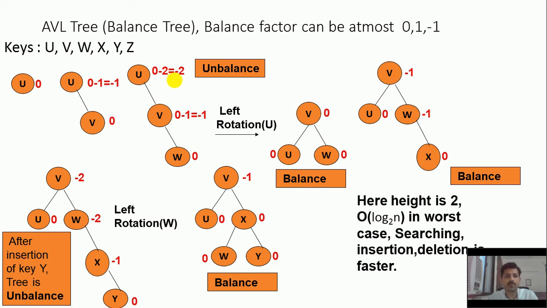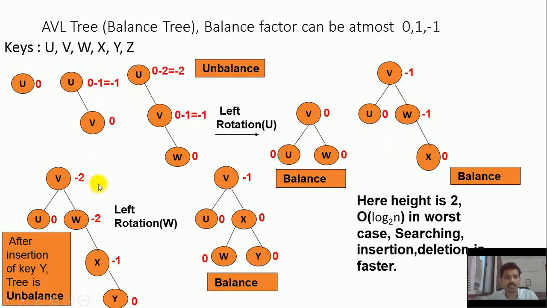-2 means we have to perform left rotation for node U. So U becomes left child of its right child V. You can see here U becomes left child of node V. So the tree is balanced again. Then we insert node X. Node X will come on the right side of W because the key value of X is greater than W. Again we compute the balance factor. Here the balance factors are 0 and -1, so this tree is balanced.